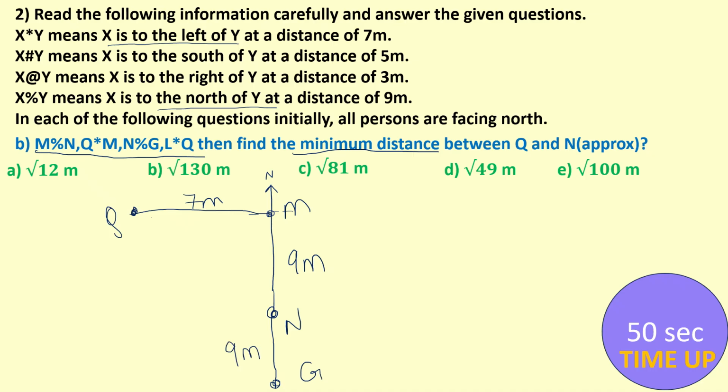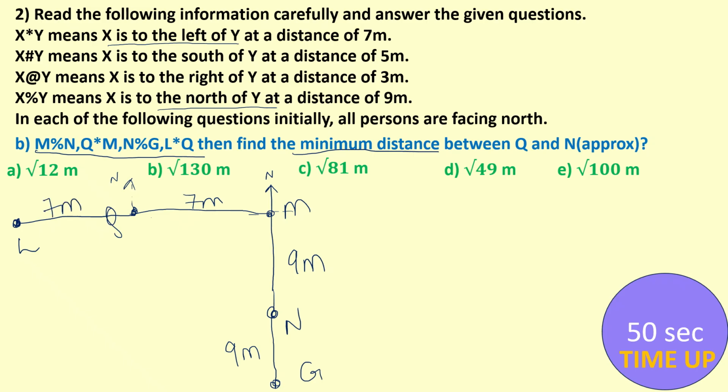Next, L star Q. L is to the left of Q, correct? So if Q is facing north, then L should be to the left of Q. So L will be placed here if Q is facing north, at a distance of 7 meter.